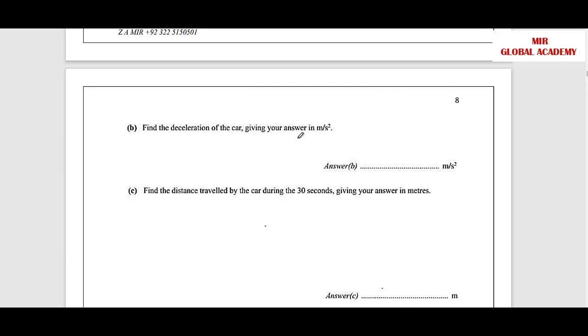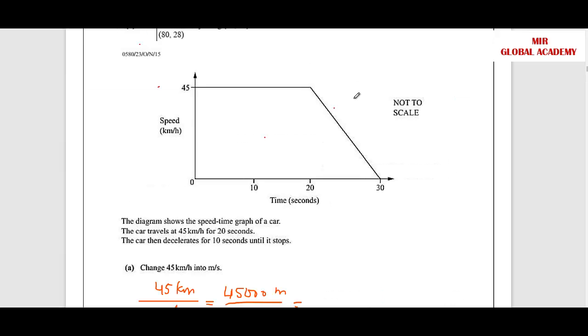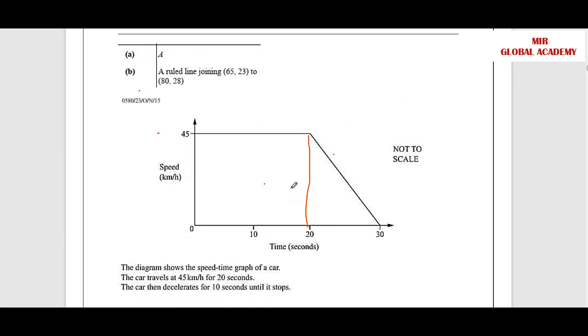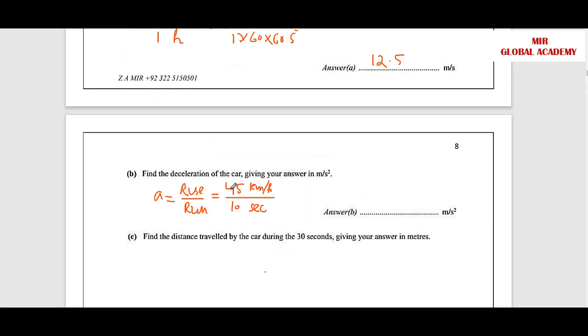Find the deceleration of the car, giving your answer in meter per second square. The car is decelerating in this part. Deceleration is basically a negative acceleration. To find the deceleration in a speed time graph, it is basically the gradient, that is rise over run. The rise is this much, 45, and run is 10. So it is 45 over 10.